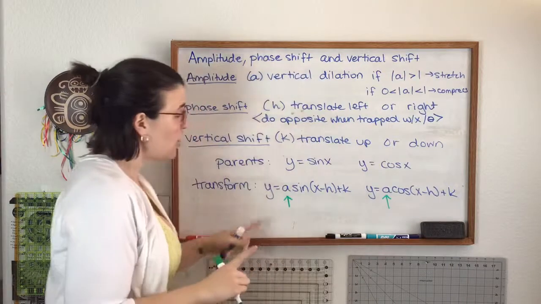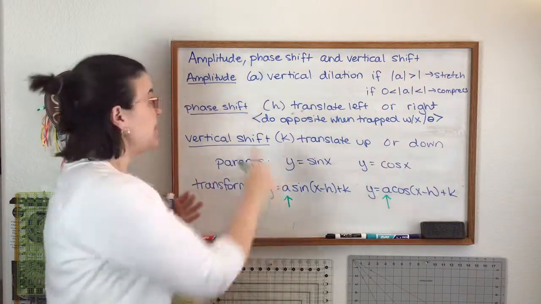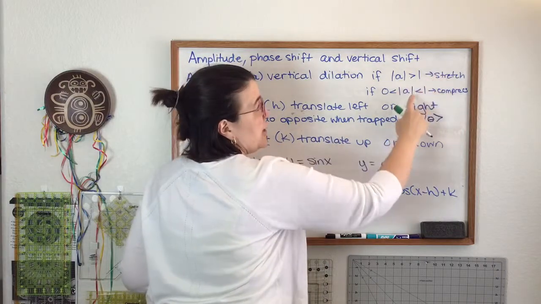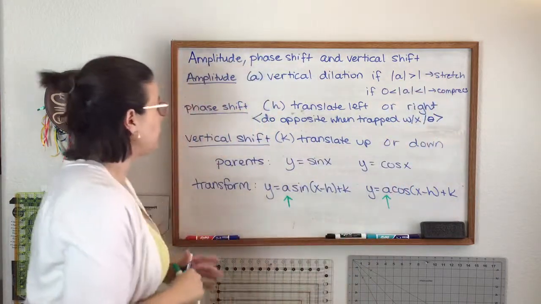Okay? So when you multiply, just like always, it's a dilation. In this case, it's vertical. If it's larger than 1, it's a stretch. If it's between 0 and 1, it's a compression.